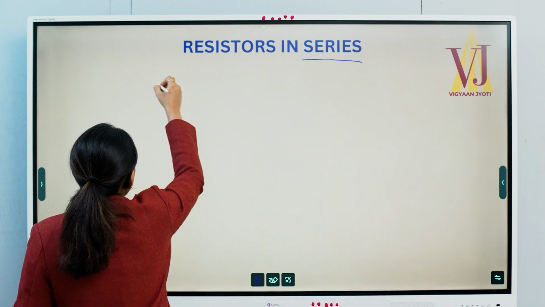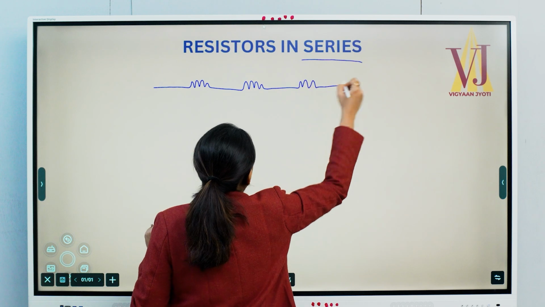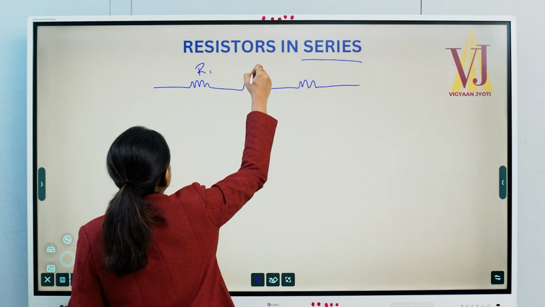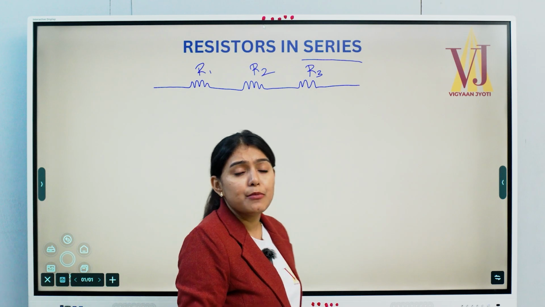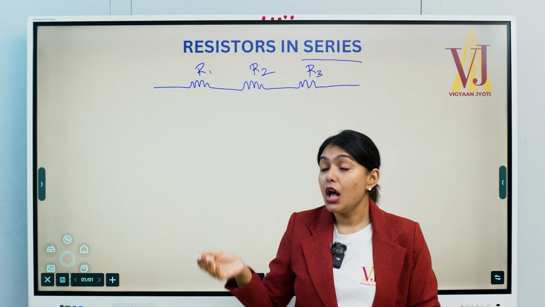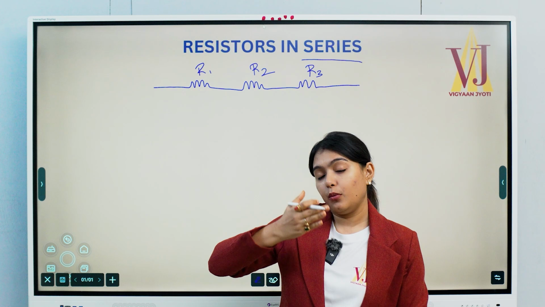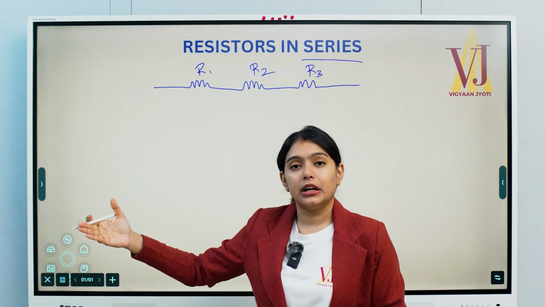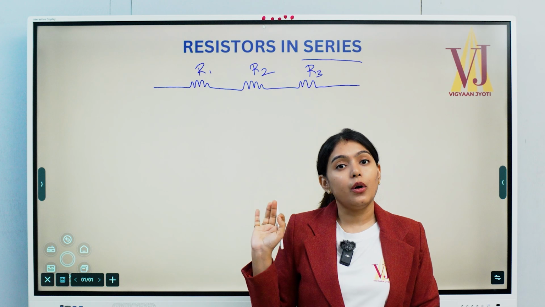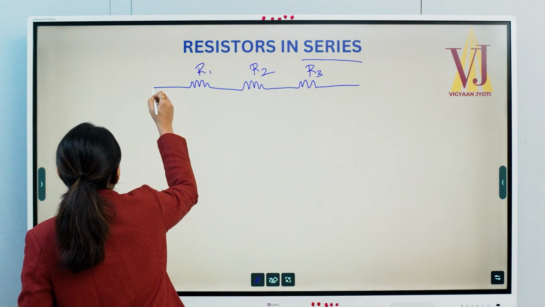Fine. Now if we have resistances like this, let's say this is R1, this is R2, and this is R3. These resistances can be the same, or they can be different. Series means we place the resistors R1, R2, R3 one after the other, and we are able to find out the overall resistance. Now how are we going to find out? Let's see.